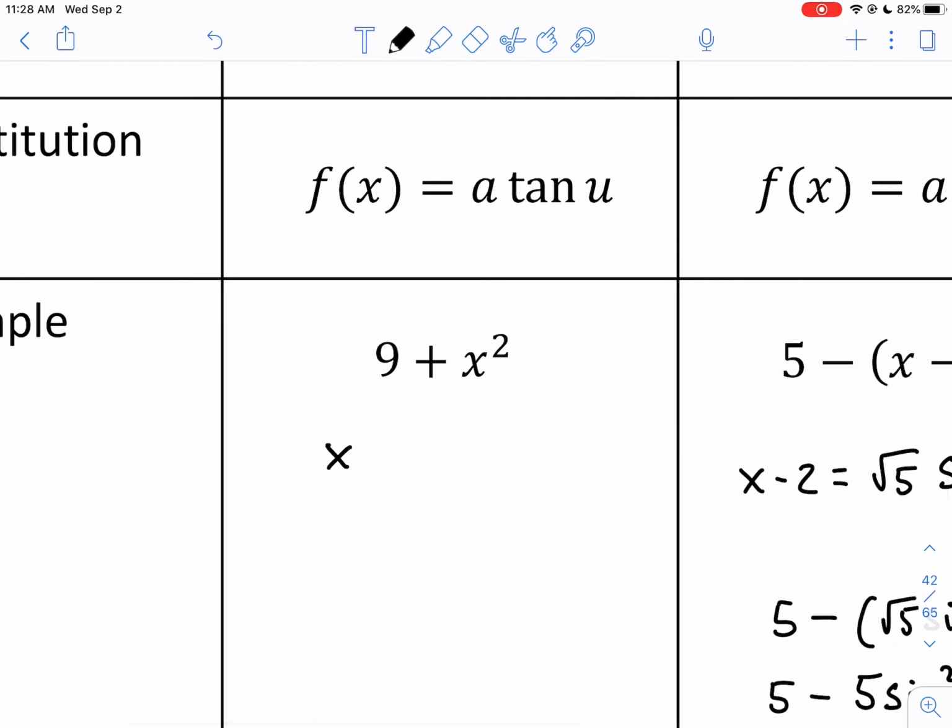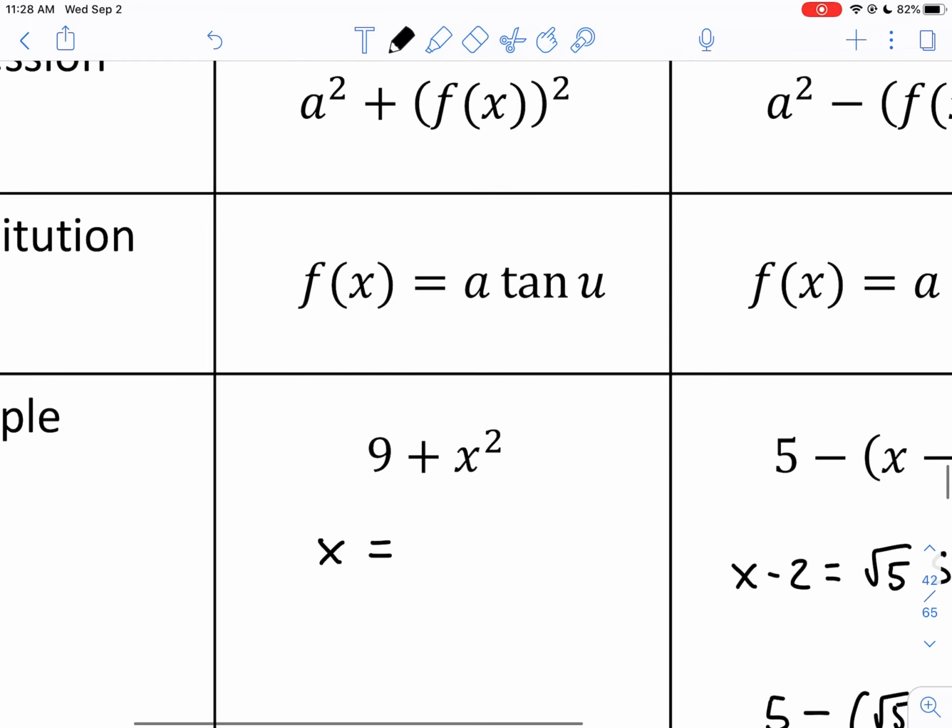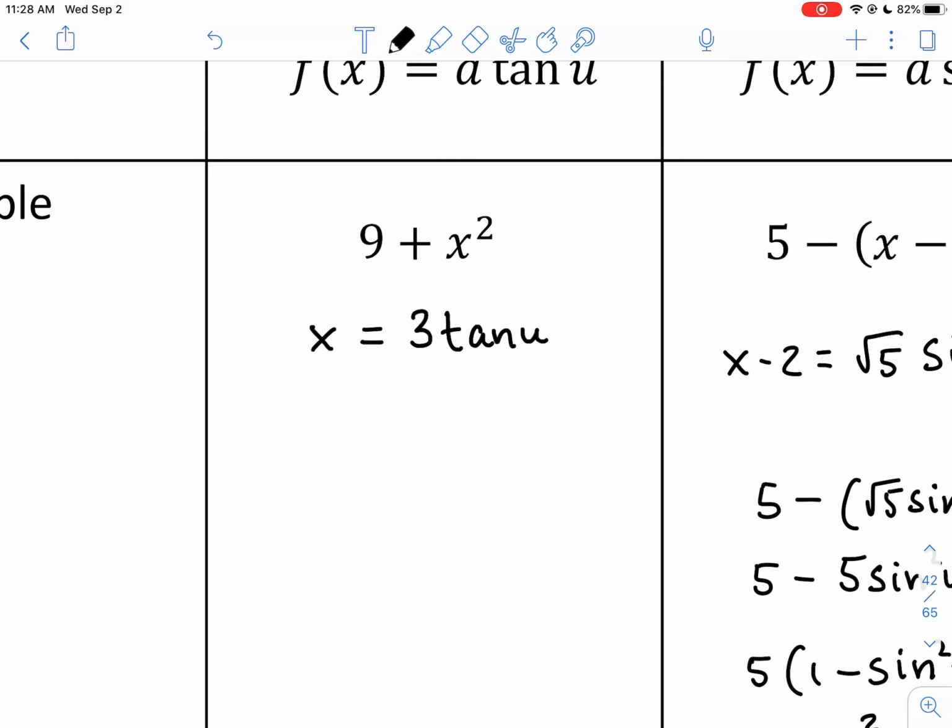We're going to let x be equal to, the a here is going to be the square root of that 9. So we need to put a 3 there, and then a tangent u. It's the fact that this is a sum of squares that dictates the use of tangent. And let's see what happens when I do this substitution. Replace this x with 3 tangent u.